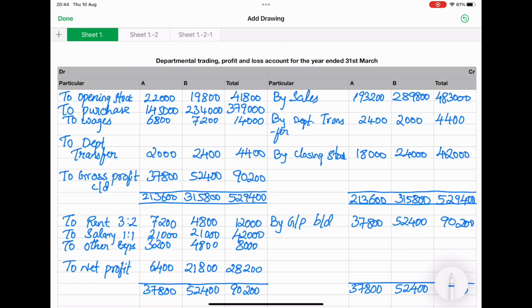So this is how we are going to calculate the departmental trading and profit and loss account. Hope you all understood the problem.